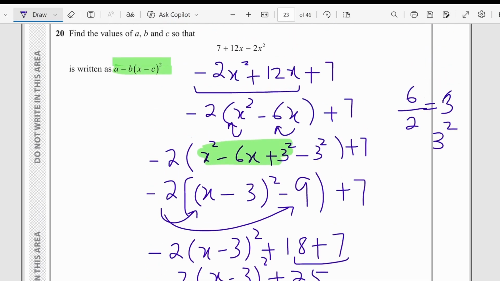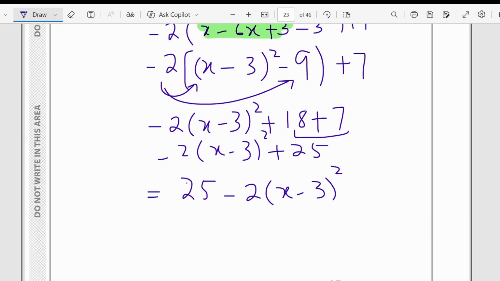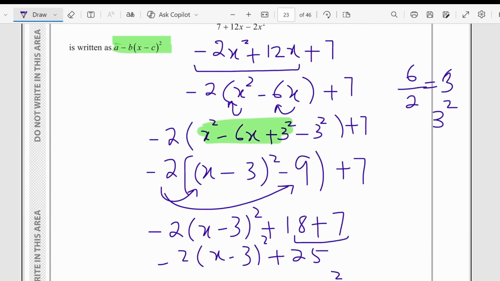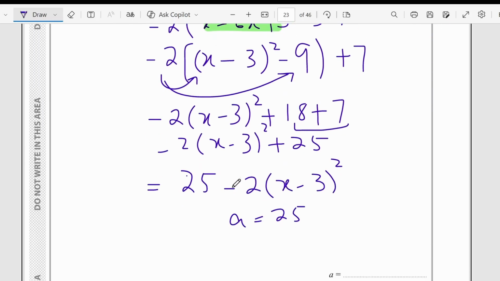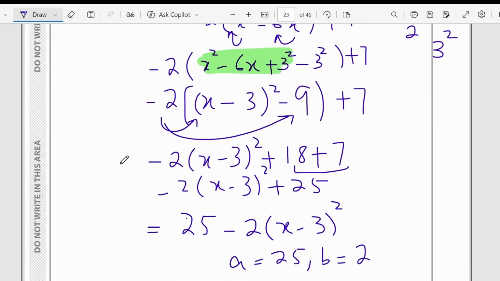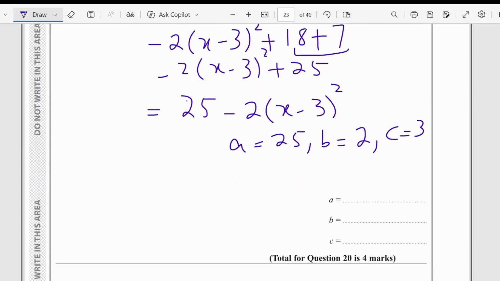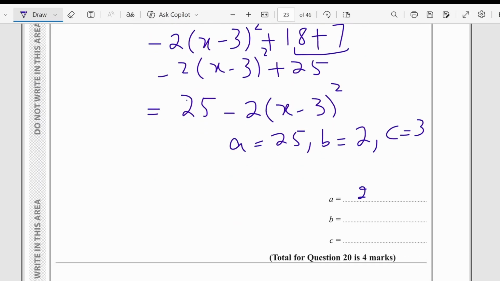So if we compare with the given question, a is the first value, that is a constant value. So the answer of a would be 25, and then b is outside the bracket, minus b, so this is a minus sign as well. B would be 2 and the value of c, x minus c. So x minus 3 over here, if we compare, we see that c will be equal to 3. So our required answer for a is 25, b is 2, c is 3.